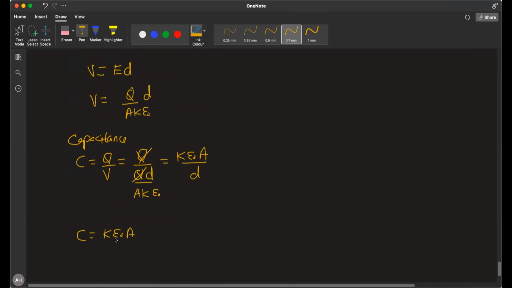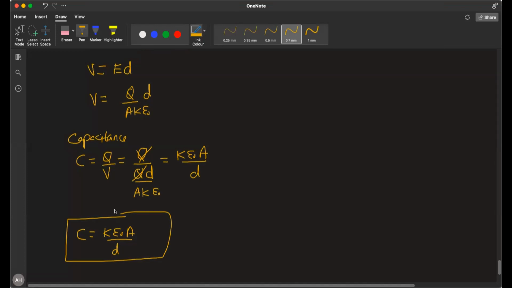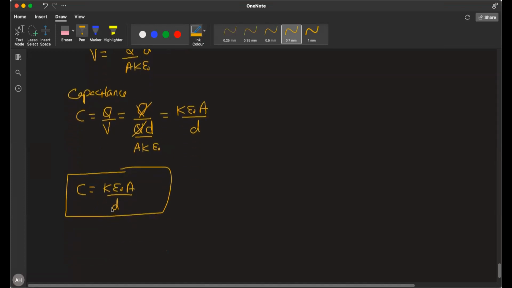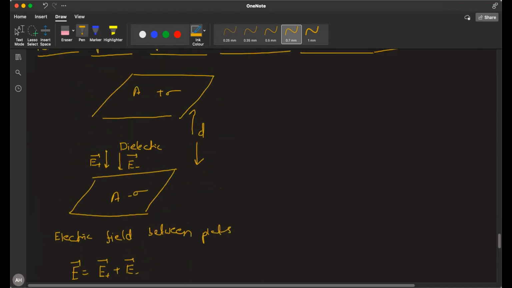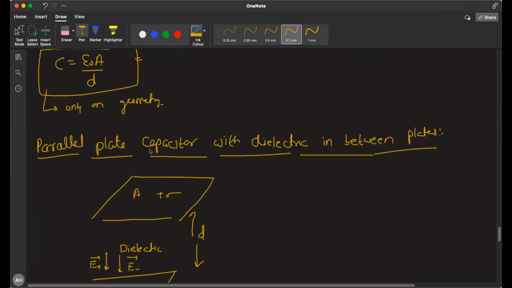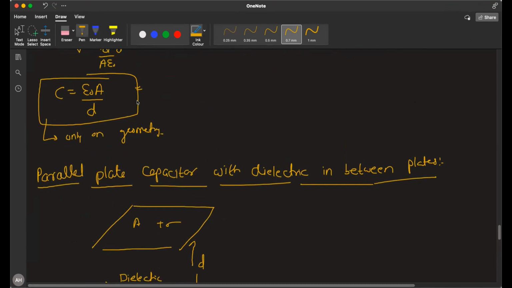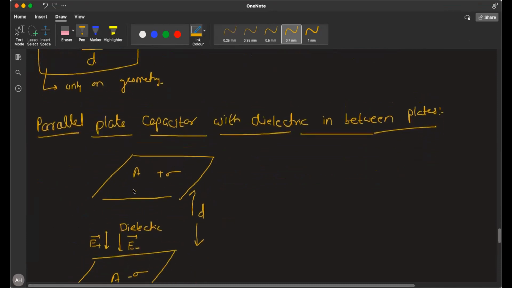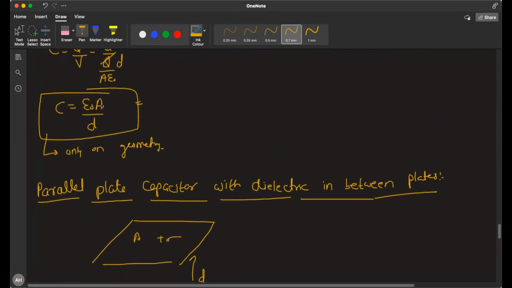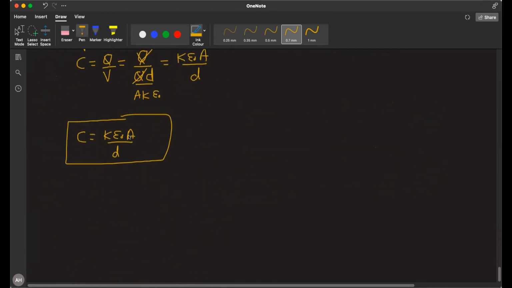This is K epsilon naught A by D. This is the capacitance of a parallel plate capacitor. So if you compare the result when both the plates have air in between them and when the plates have dielectric, then when you have air, it's epsilon naught A by D, but when you have dielectric, it's K epsilon naught A by D. So you can say that capacitance in a medium is K times capacitance in air.